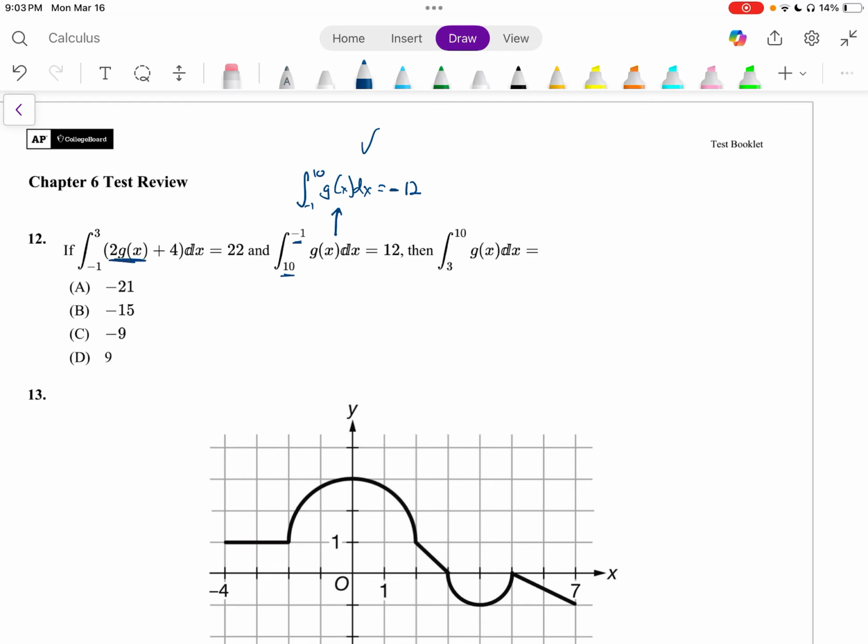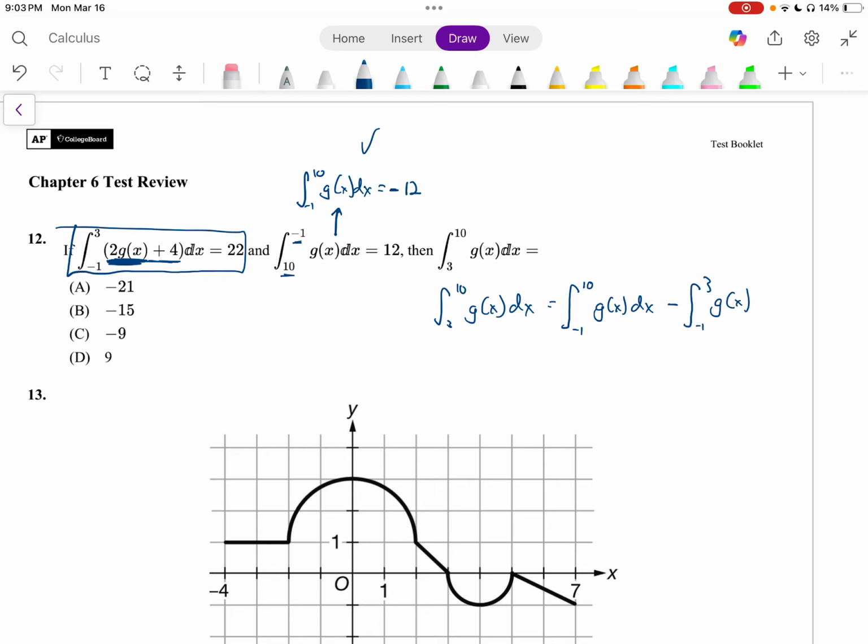Although this has some extra information in there. It's not just of g of x. So we're going to have to use this to help us. But really what this is going to be, and you can write this different ways, is the integral from 3 to 10 of g of x dx is going to equal the whole thing from -1 to 10 of g of x dx, and we want to subtract out from -1 to 3 of g of x dx.